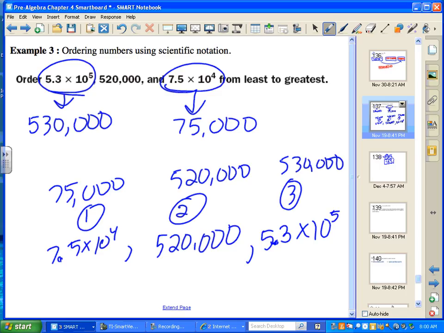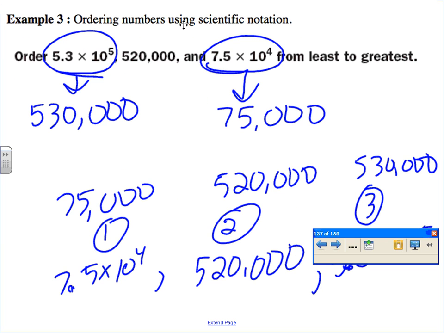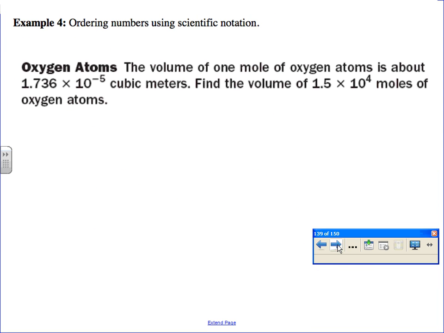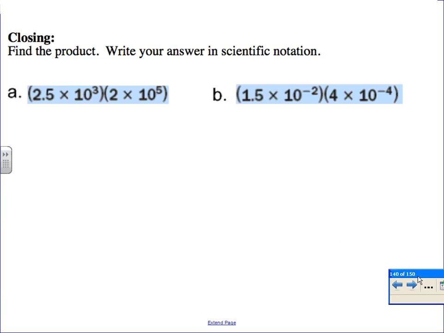Okay, let's jump to the closing, but I'm actually going to add some examples to it. So I'm actually considering this part of the notes because this is the tricky part. So skip the oxygen problem. Let's go to the closing. Okay, so this was just like 17 on the homework. So it says find the product, write your answer using scientific notation. So here we go. All we do is take these numbers and multiply them, these numbers and multiply them.